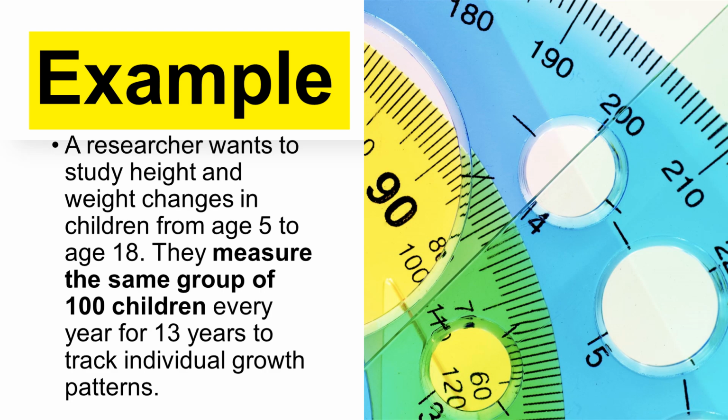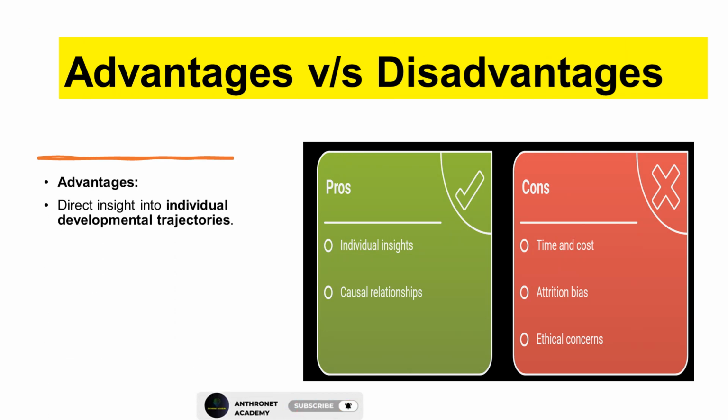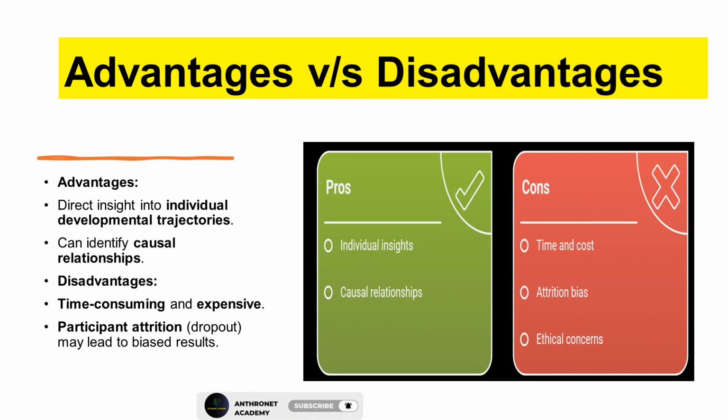Advantages versus disadvantages. Advantages: Direct insight into individual developmental trajectories. Can identify causal relationships. Disadvantages: Time-consuming and expensive. Participant attrition, or dropout, may lead to biased results. Possibility of practice effects, as participants get used to tests.